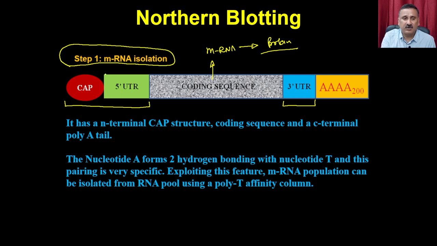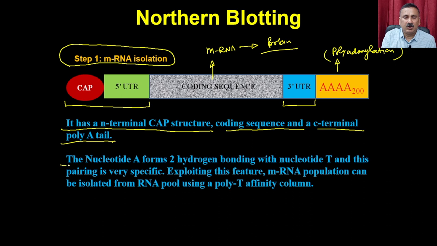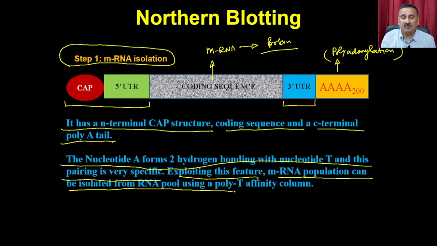But apart from this, you are going to have the 5 prime cap and the 3 prime polyadenylation tail. This polyadenylation tail is a very, very handy tool to isolate the total messenger RNA pool from a cell. So, messenger RNA has the N-terminal cap structure, the coding sequence, and the C-terminal poly A tail. The nucleotide A forms two hydrogen bonds with the nucleotide T, and this pairing is very specific. Exploiting this feature, the messenger RNA population can be isolated from the RNA pool using poly-T affinity chromatography.